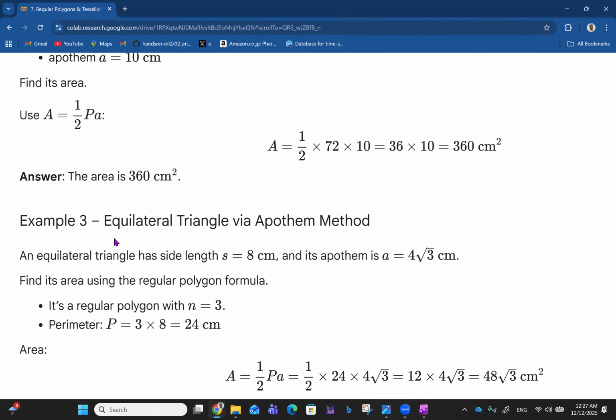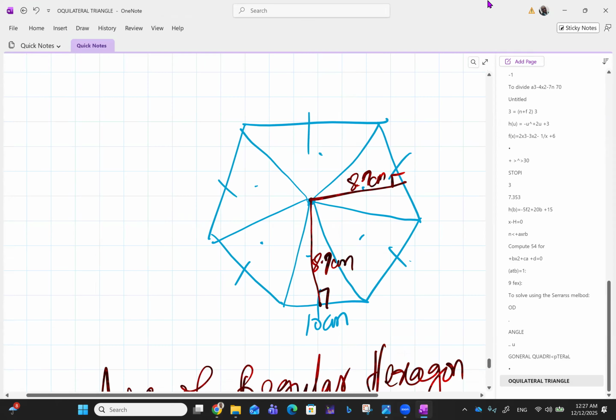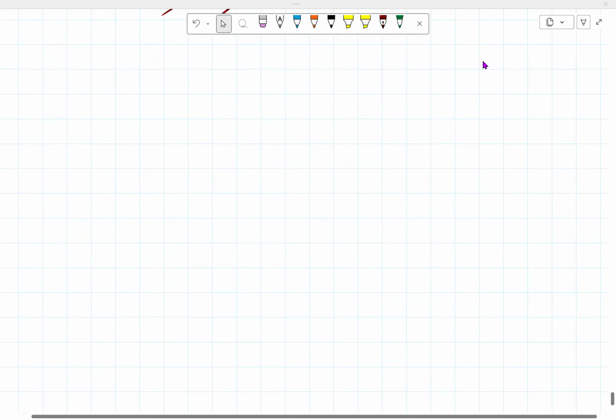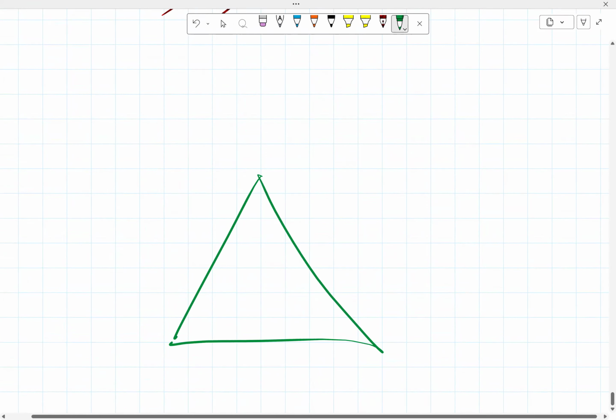Now, you have equilateral triangle via apothem method. An equilateral triangle has side length S, 8 cm, and its apothem A is 4 root 3 cm. Find its area using the regular polygon formula. That's easy. What we are simply saying here is that this is now an equilateral triangle with side 8 and apothem 4 root 3. That's thinkable, right? Because we've done it before already.